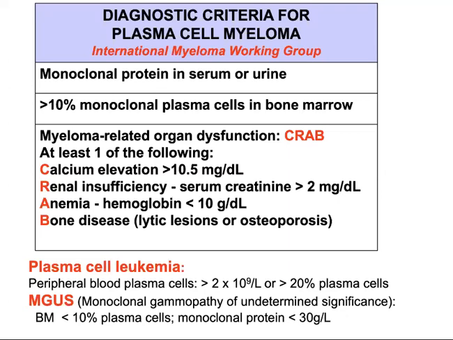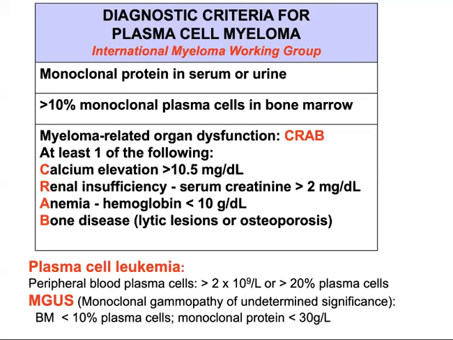So CRAB stands for C is calcium elevation, R is renal insufficiency, so you're looking at the serum creatinine. A is for anemia, so you're looking at the hemoglobin, and then B for bone lytic lesions or osteoporosis. So you're looking to diagnose using this criteria. So definitely the monoclonal protein in the serum or the urine, more than 10% plasma cells in the bone marrow, and at least one of these organ related symptoms. So either the calcium elevation, the renal insufficiency, the anemia, or the bone lesions.